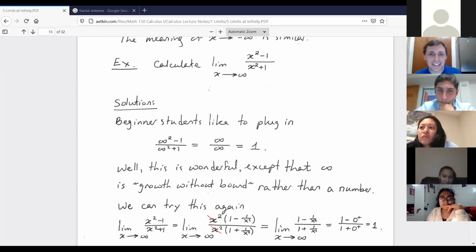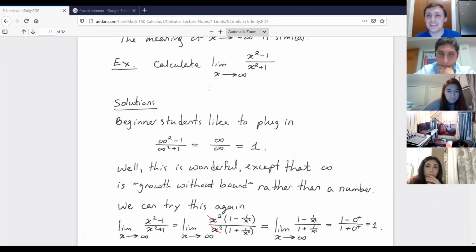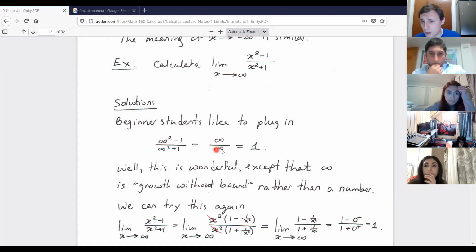So here is the situation, guys. Here is the problem with this reasoning. First of all, this symbol does not mean a number. It means just that there is growth without bound. And when you say it's growing without bound and it's growing without bound, you forget to mention what speed.